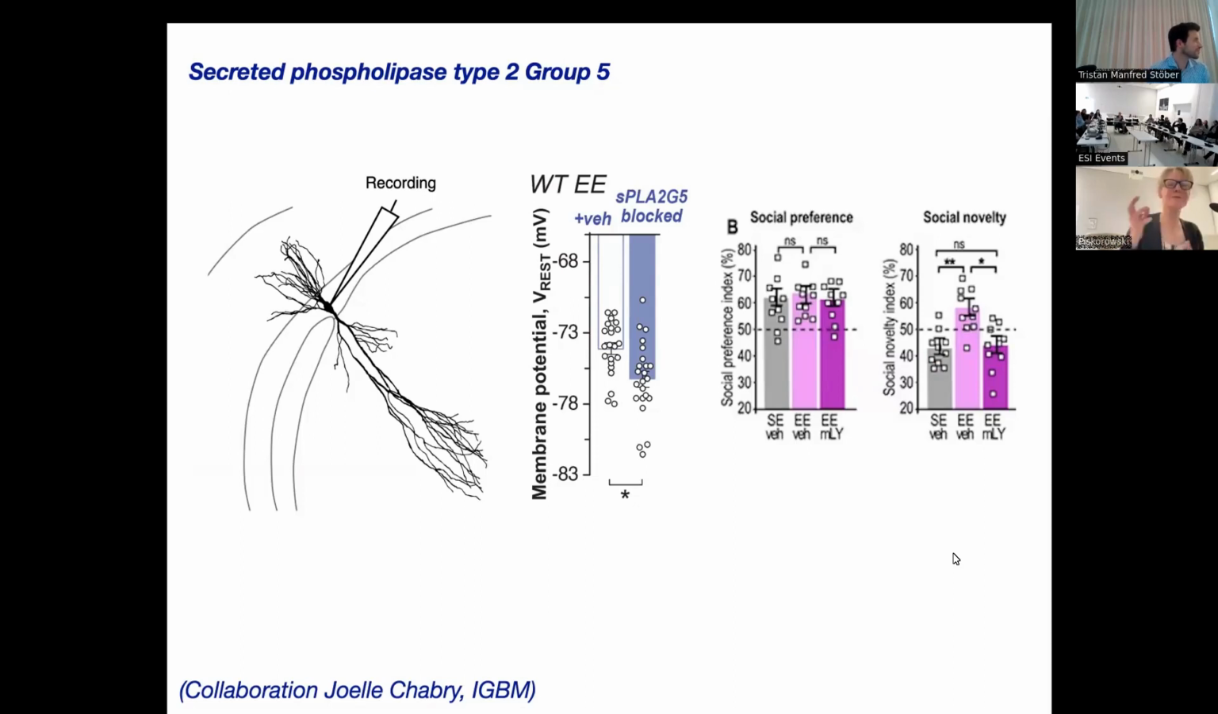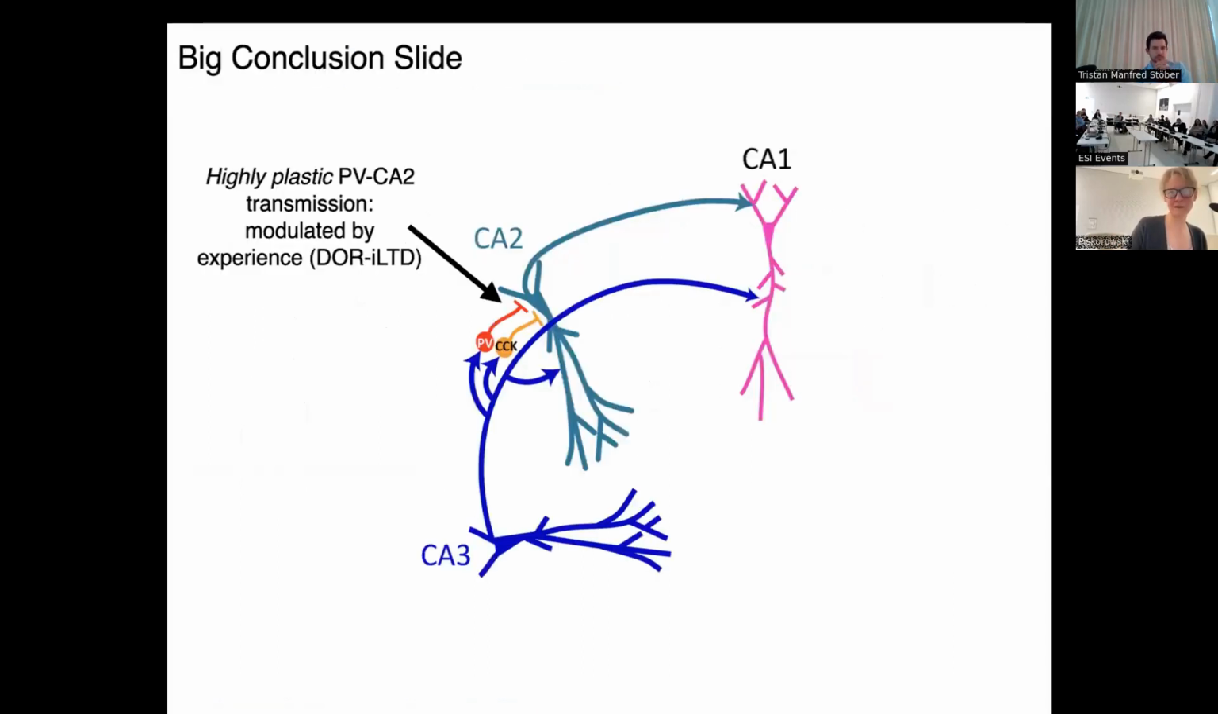Now, if we could somehow figure out how to hinge this mechanism to a more therapeutic avenue, that's one thing we're interested in. And so here's the big conclusion slide. What we see now is that CA2 is easily modulated. You have this highly plastic parabolic network that gets influenced by experience.